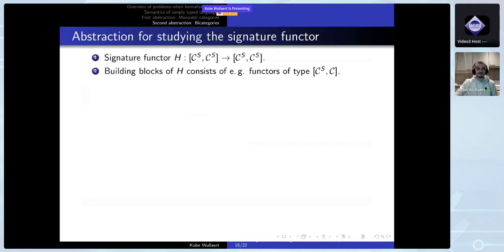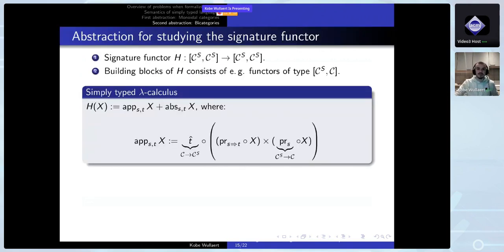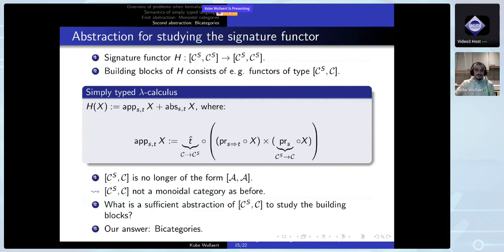But this is not always sufficient. Actually, if one wants to, for example, study the signature functor, monoidal categories can be used precisely because we work here with functor categories whose domain and codomain are the same. But the building blocks no longer have the same codomain. And so we need to find something more abstract.